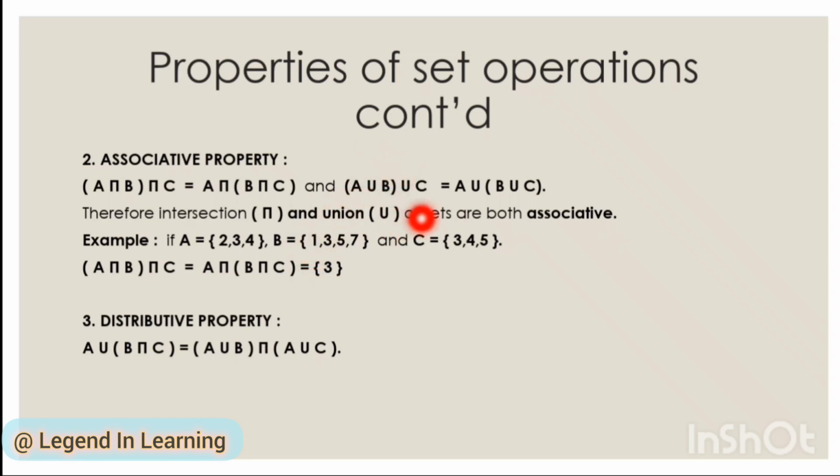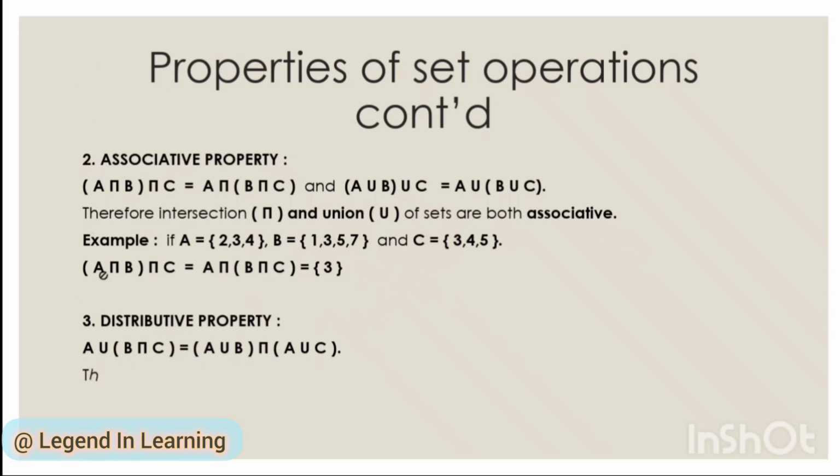The same way, if I use it on the union set, I will have the same thing. That shows that the intersection and union of the sets A, B, and C are both associative. For example, if I have A is equal to 2, 3, 4, B is equal to 1, 3, 5, 7, and C is equal to 3, 4, 5, and I work on it using my intersection, I will have 3, and if I turn it this way, I will have the same 3. So this is called the associative property.